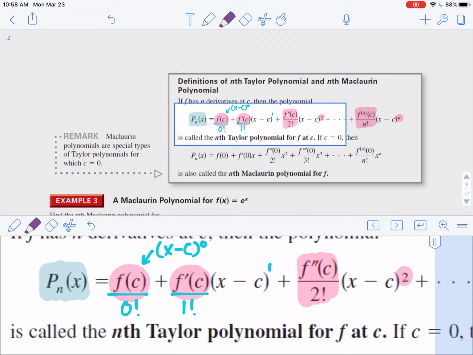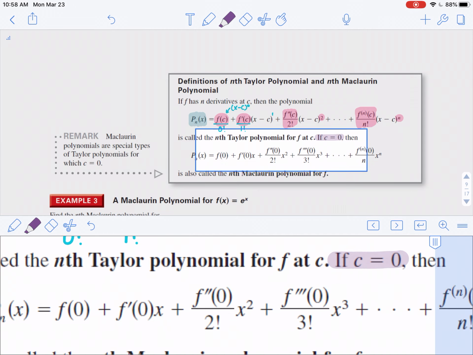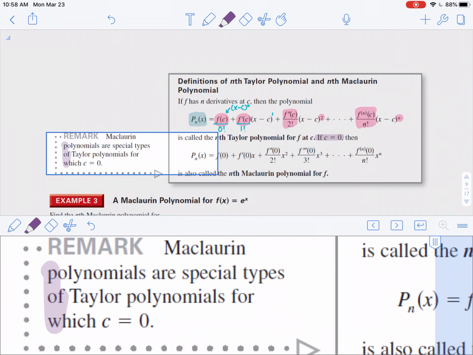Now, there was this dude Maclaurin who's like, dude, Taylor, what you did is really cool. What if we consider just the special case when the center is 0? And he basically took all of Taylor's stuff and threw his name on it. Maclaurin polynomials are basically exactly the same as Taylor, except the center is 0.